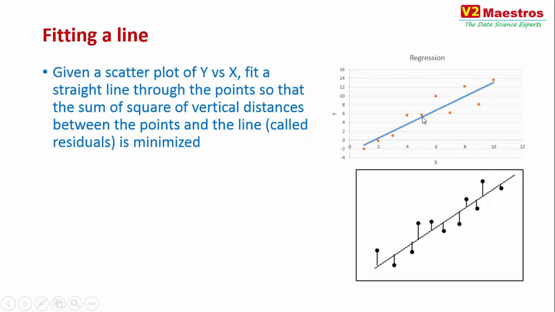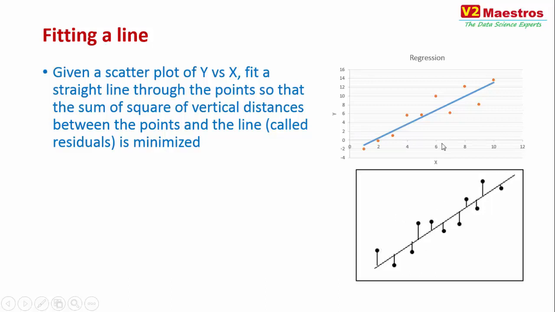Try to find the vertical distance between each point and the line. Now this distance will either be positive or negative. So square each of those measures and sum it up. That is called the sum of squares of vertical distances. So find the vertical distances, square them, and then sum them.